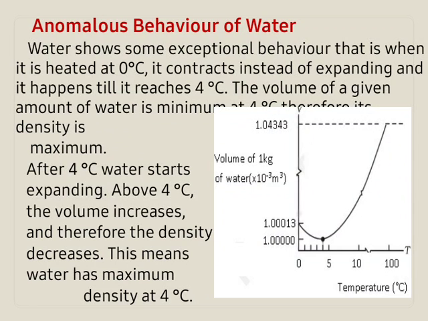When water at 4 degrees Celsius is heated, it will start expanding. That is, above 4 degrees Celsius, the volume of water will increase, and therefore its density will decrease. This means that water has maximum density at 4 degrees Celsius. This anomalous behavior of water is shown in the given graph. The graph is plotted by taking temperature along the x-axis and volume of water along the y-axis.